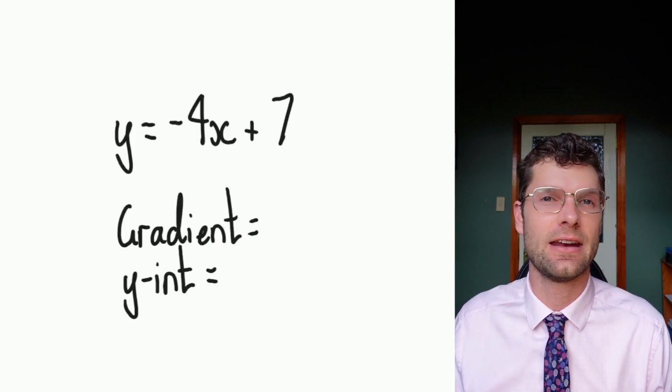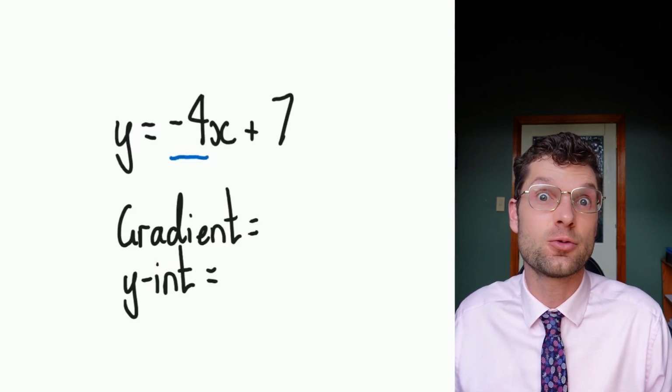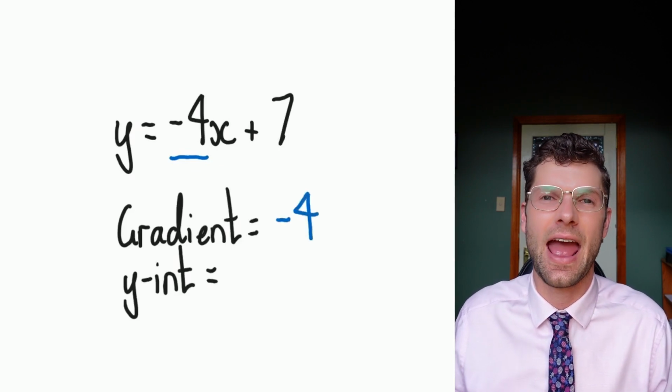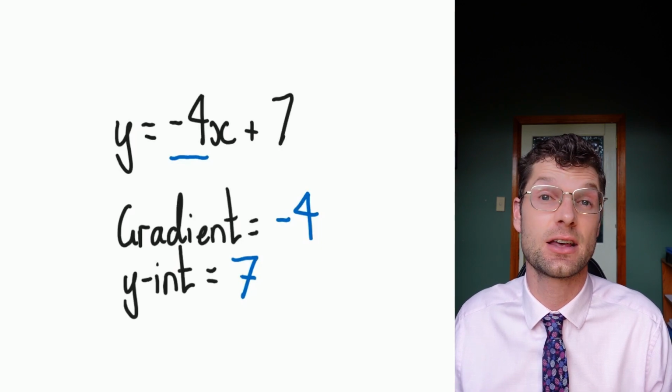So the next one here is negative 4x plus 7. So the gradient here is just negative 4. That's what's with the x value. And then the y-intercept is just equal to 7. That's what's by itself. That's the constant term.